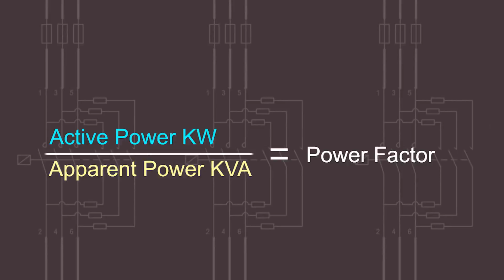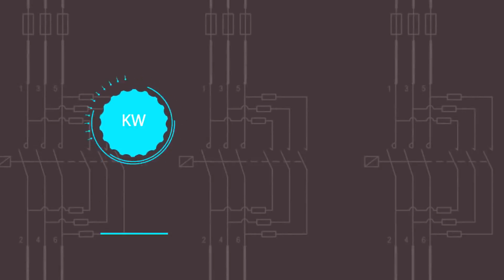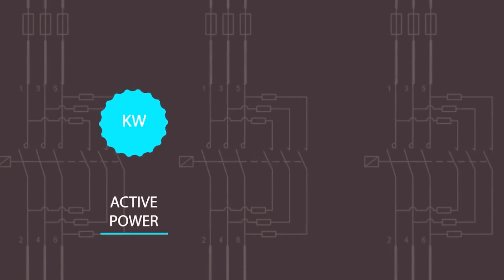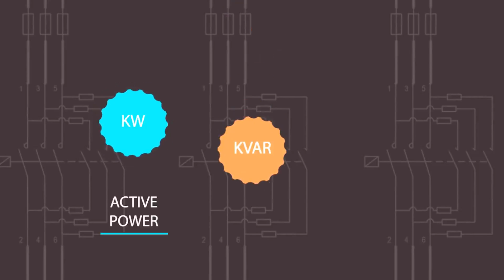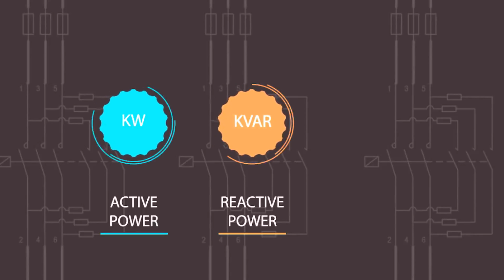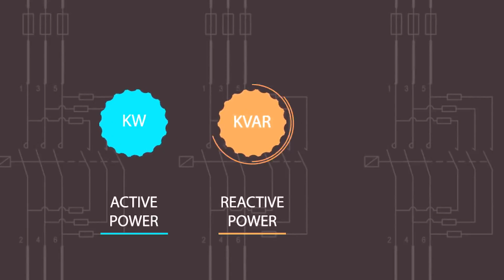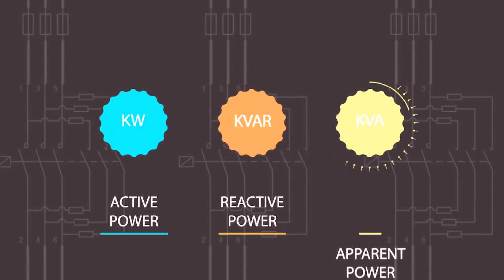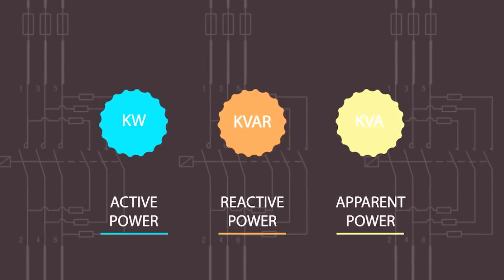Let's first look at some basic terms. kW is the power that actually powers the equipment and performs useful work. We'll call it active power. kVAR is reactive power. It is the power that magnetic equipment such as transformers, motors and relays need to produce the magnetizing flux. This is non-useful power. kVA is apparent power, the total power consumed, kVAR plus kW.